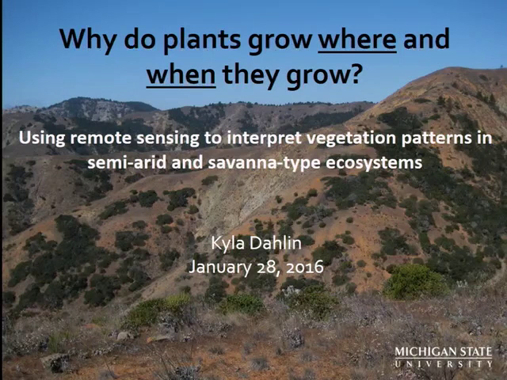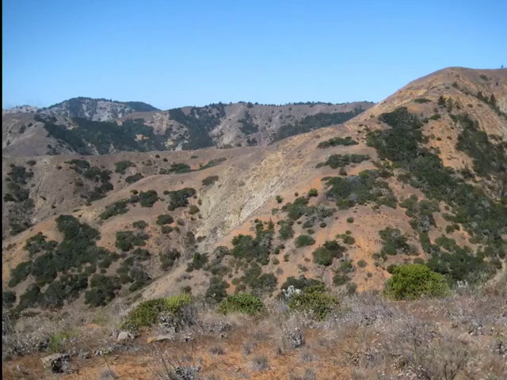Most of my work has been remote sensing, looking at the land surface from above. And for those of you who don't know anything about remote sensing, I'll talk a little bit about how it actually works in a few minutes. To give you a sense of what I'm really talking about, it's landscapes like this, or like any landscape, where we have this mixture of vegetation types.